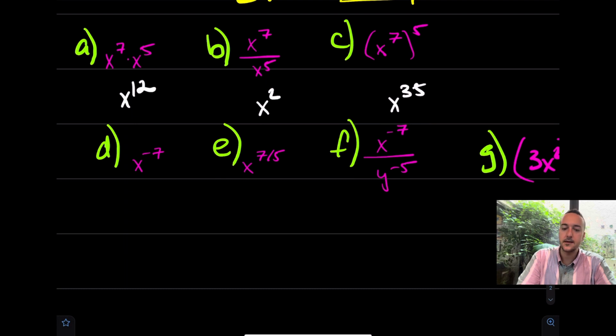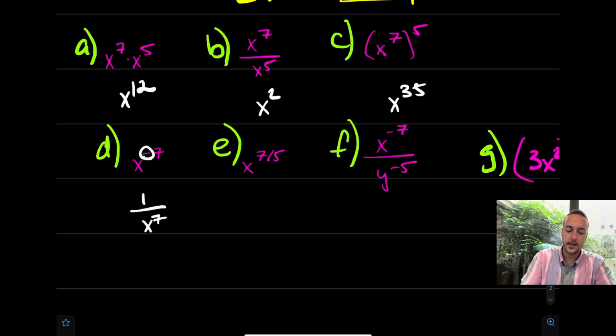What about part D? Part D says x to the negative 7th. What do we do with x to the negative 7th? A negative power sends things to the bottom. Really, it's going to be 1 over x to the 7th. Again, a negative exponent in the top sends it to the bottom.